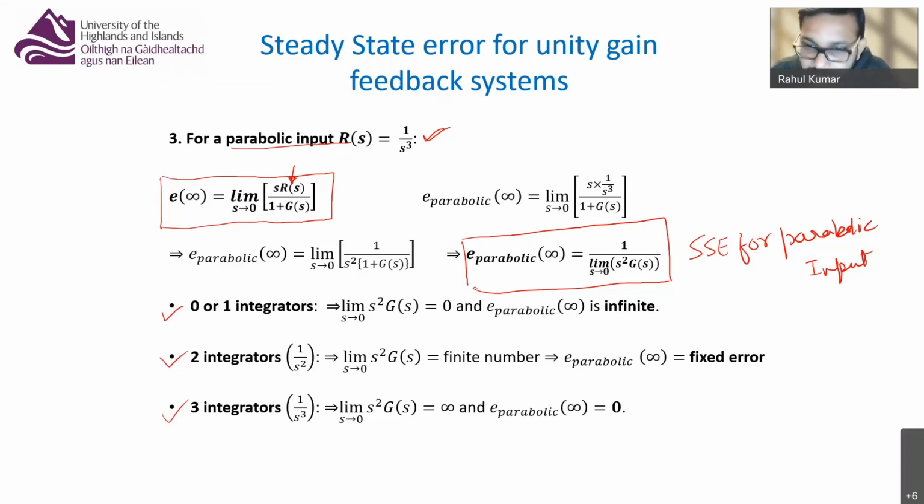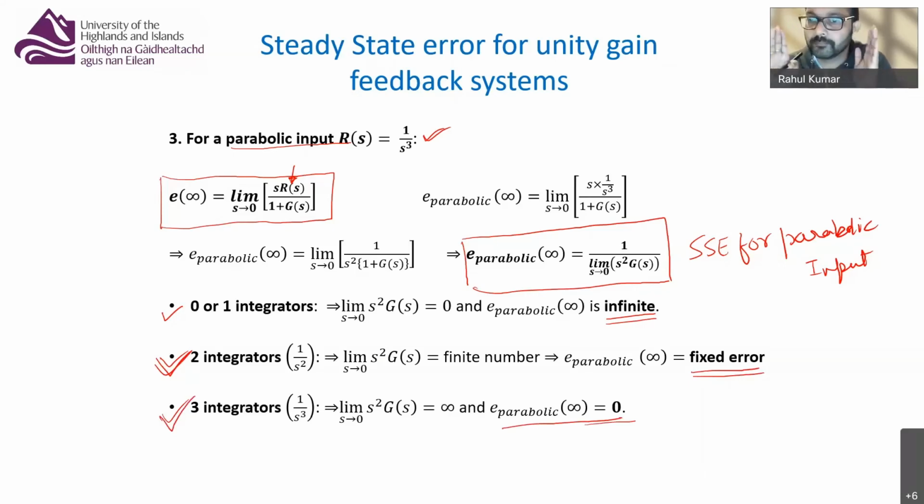If you have 0 or 1 integrator in your transfer function, your steady state error for parabolic input will be infinite. If you have two integrator terms, you will have a fixed error. And if you have three integrator terms, then your steady state error for parabolic input will be 0.